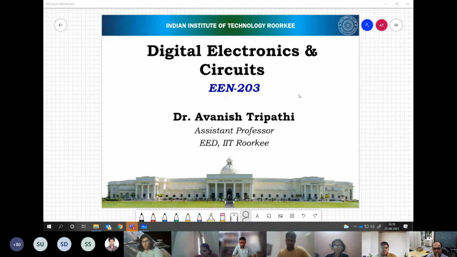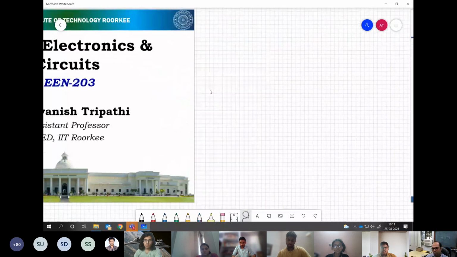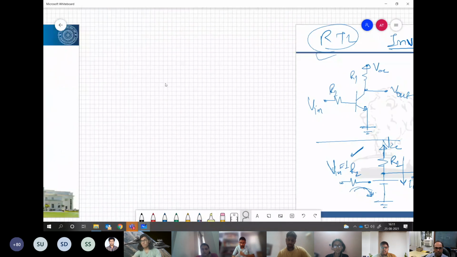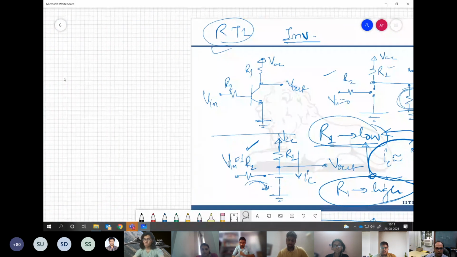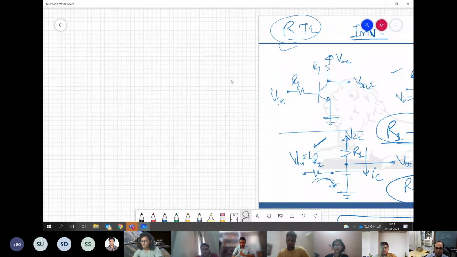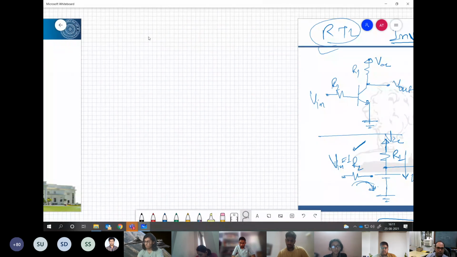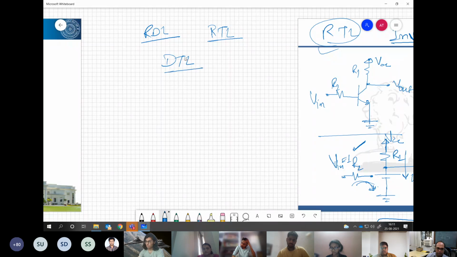Fine, so let's start. This is the 10th lecture for our course Digital Electronics and Circuits EN203, and we are discussing the realization of basic gates through different technologies. We have seen some basic technologies, for example diode logic, which can also be called RDL, resistor diode logic. Then we have seen the RTL, resistor transistor logic. We have also seen DTL, diode transistor logic.